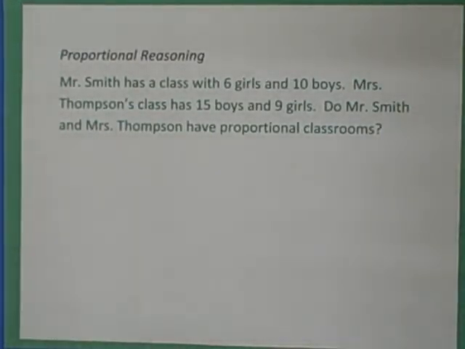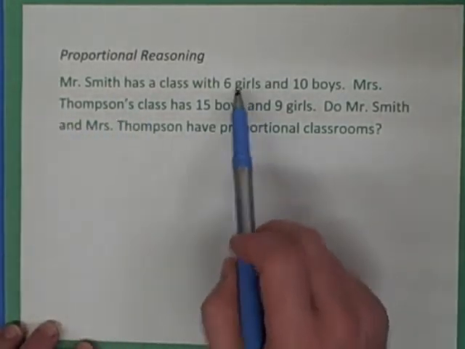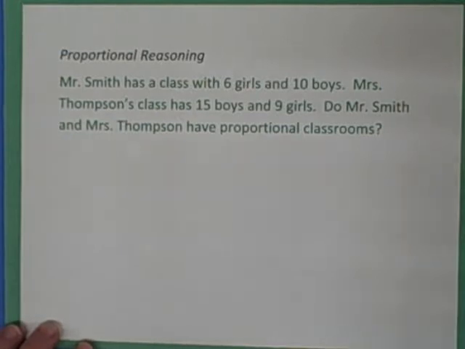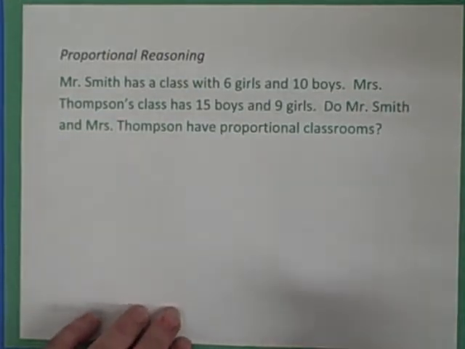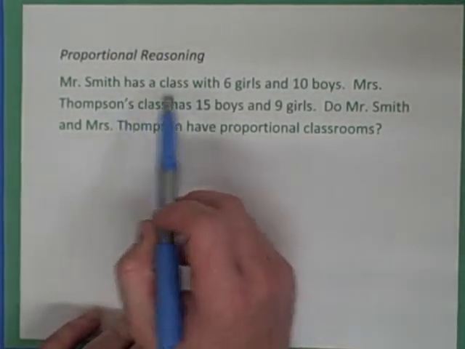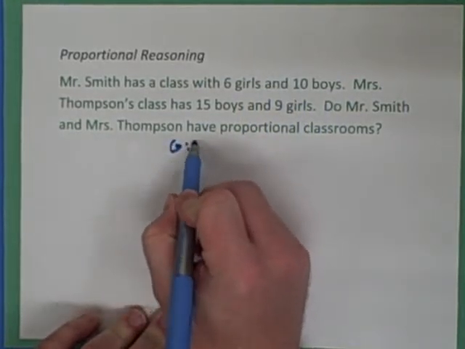Let's go ahead and look real quick at this proportional reasoning problem just to make sure we understand what we're doing here. This says that Mr. Smith has a class with 6 girls and 10 boys. Mrs. Thompson's class has 15 boys and 9 girls. Then the question says, do Mr. Smith and Mrs. Thompson have proportional classrooms? Well, what we do is we set up the ratio, and I'm going to use a ratio of girls to boys.